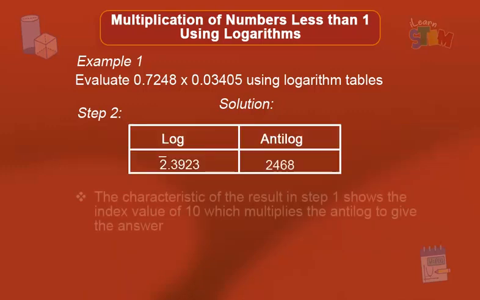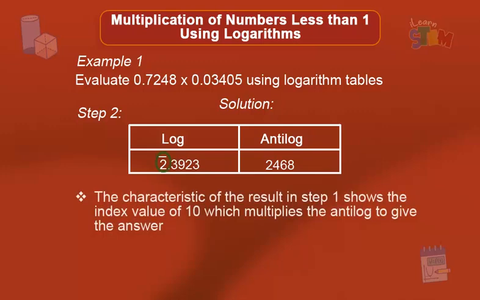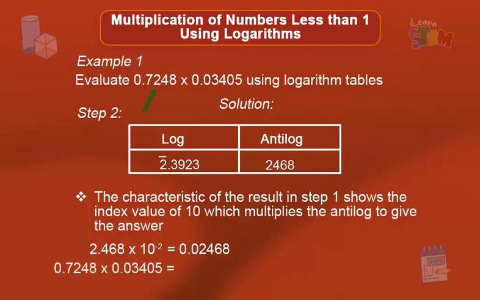2468. The characteristic of the result in step 1, bar 2, shows the index value of 10, which multiplies the antilog to give the answer. That is 2.468 times 10 raised to power minus 2 equal to 0.02468. Therefore, 0.7248 multiplied by 0.03405 equal to 0.02468.